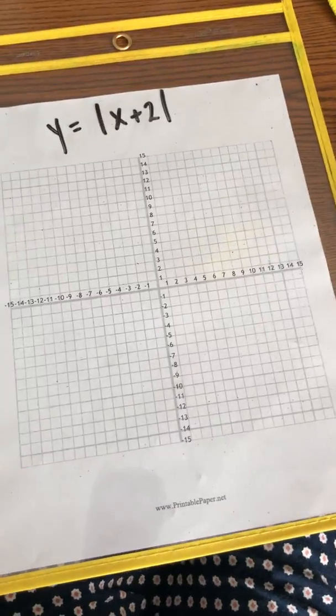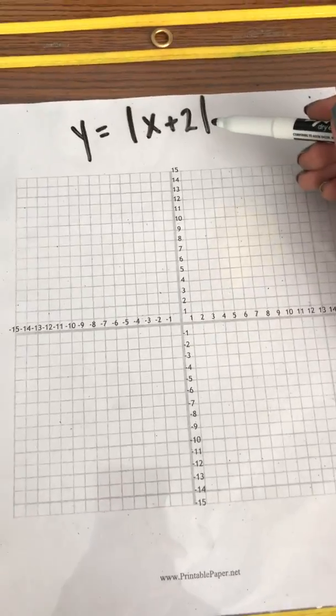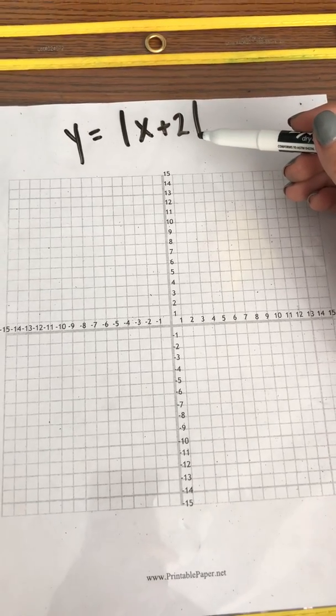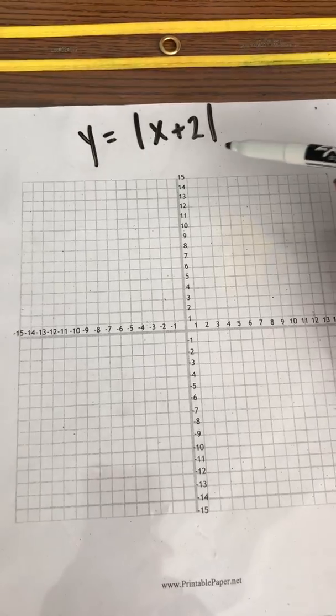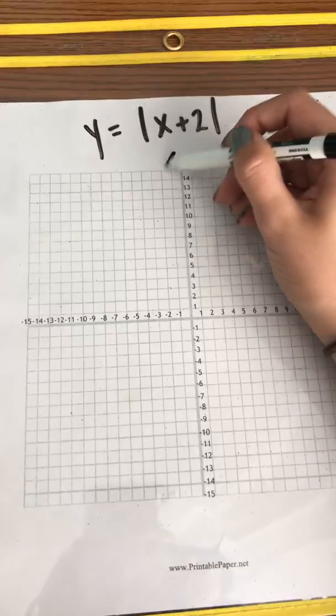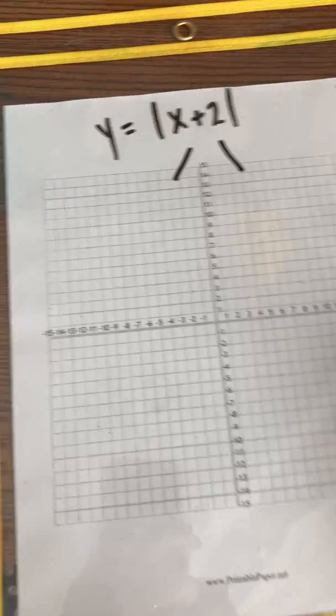All right, Julie, so I'm gonna try to teach you a little bit about how to graph an absolute value equation and then how to solve an absolute value equation. So in order to graph y equals the absolute value of x plus 2, we would need to realize that this is just two linear functions combined.